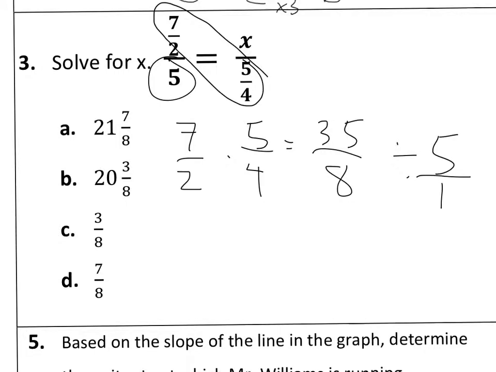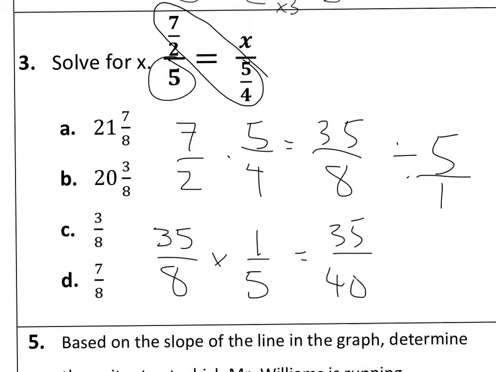Our strategy that we use for this is 35 over 8. We do keep, flip, change. So keep the first one, normal. Flip the second one, so 5 over 1 becomes 1 over 5. And we change from division to multiplication, and then you multiply straight across. 35 over 40. This reduces, both are reduced by 5, and you get 7 over 8. And that is the letter D.